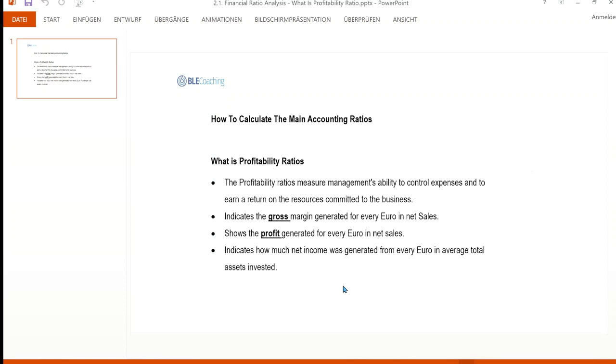It shows the profit generated for every euro in net sales, and it indicates how much net income was generated from every euro in average total assets invested in the business.